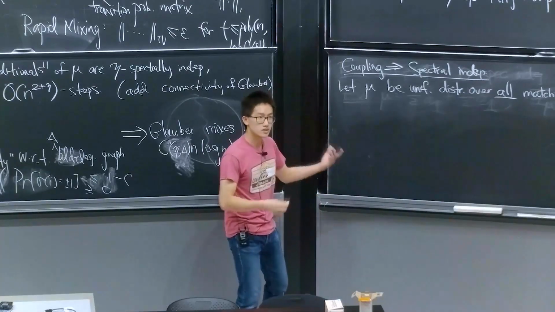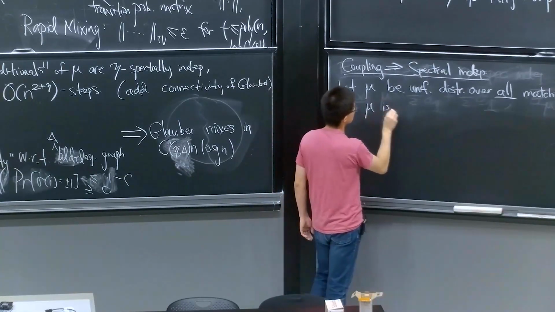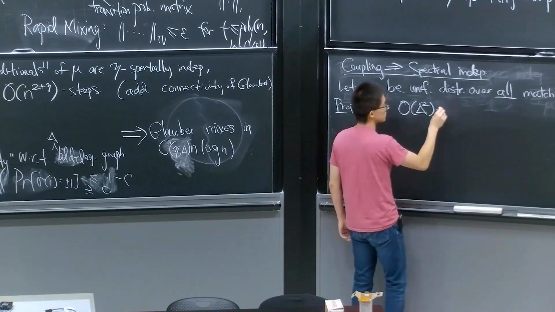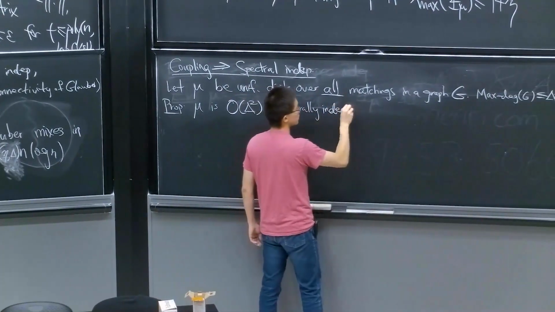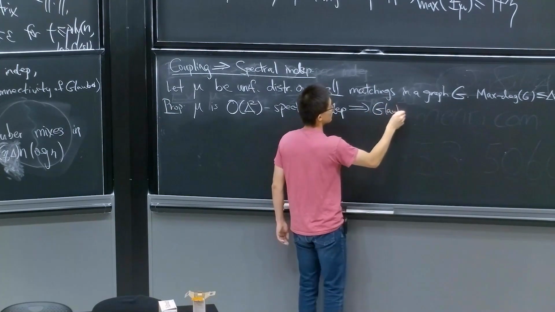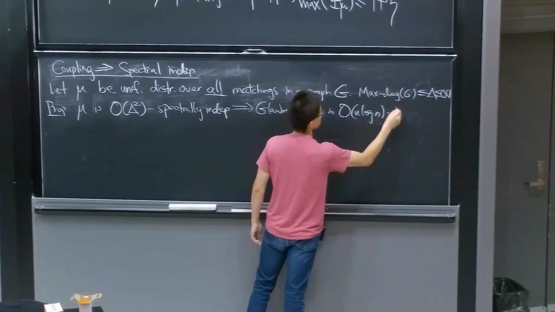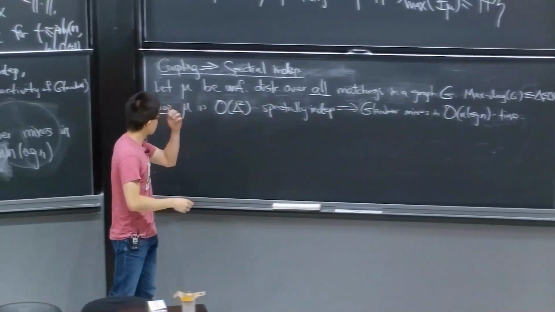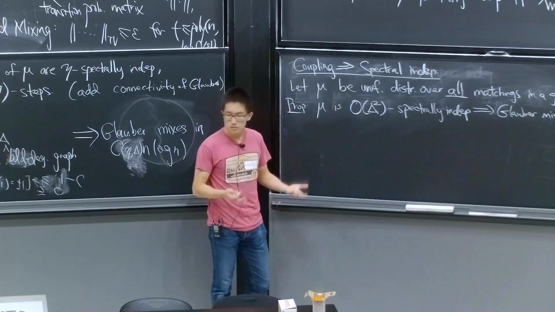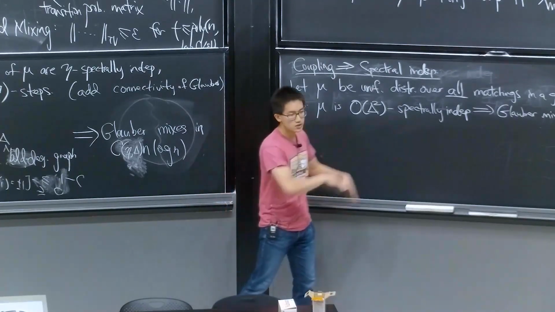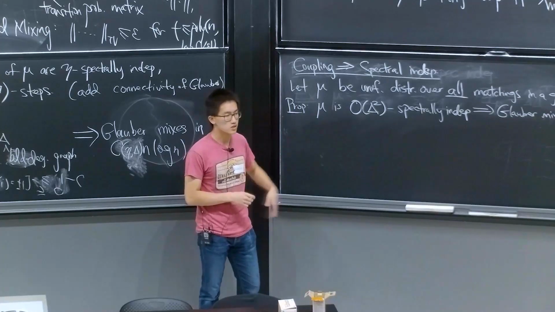So what I want to prove using this coupling method is the following proposition: that mu is order delta squared spectrally independent. And this in particular implies that Glauber dynamics mixes in n log n. I should say that this model was first studied in a very seminal work of Jerrum and Sinclair, and we know that at least a slightly different dynamics mixes rapidly, even if we don't have the bounded degree assumption. But I'm going to assume bounded degree for convenience. So this is what we want to prove.